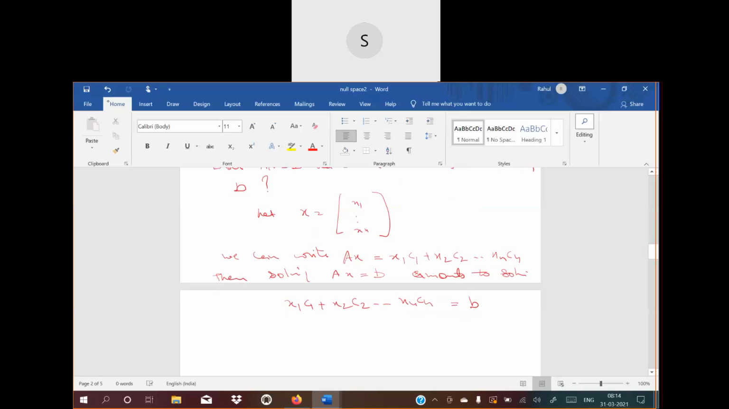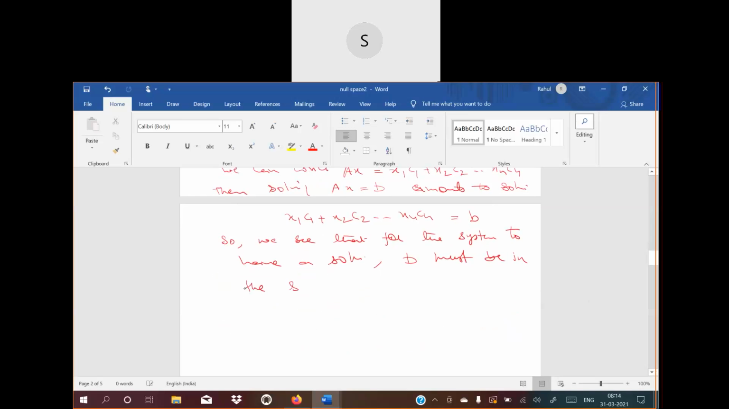So we see that for the system to have a solution, B must be in the span of c1, c2, up to cn. This will be more clear if I take an example. This is a very important theorem, therefore we state this in a theorem.